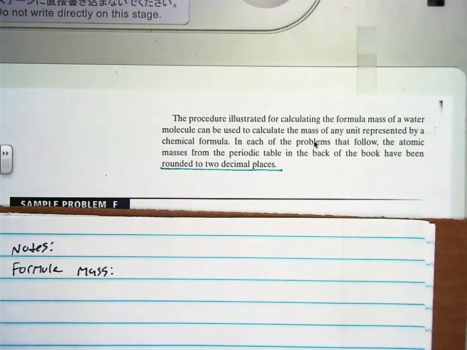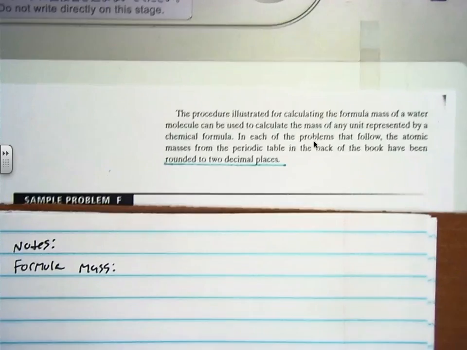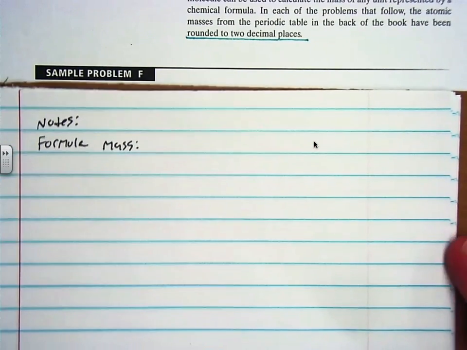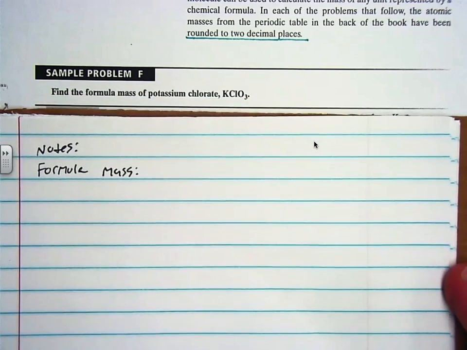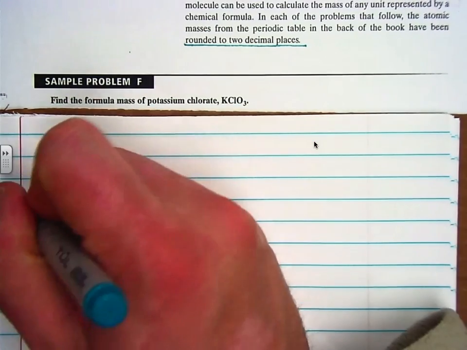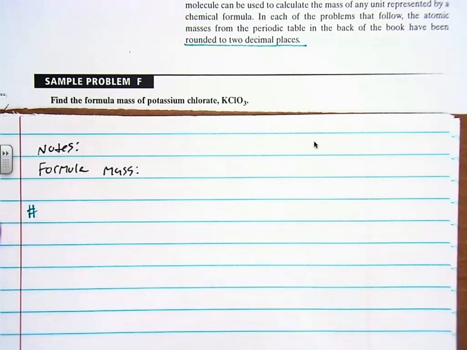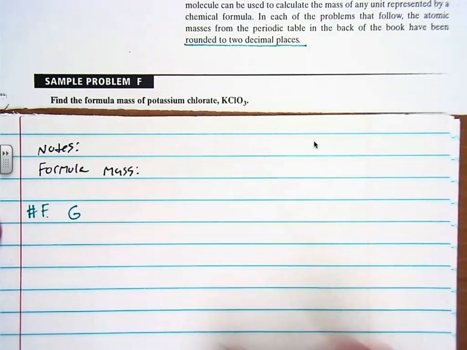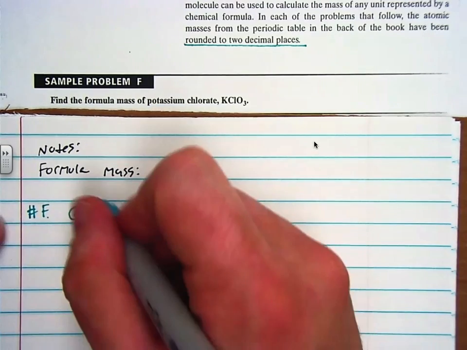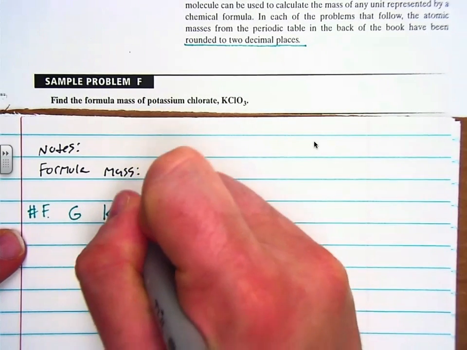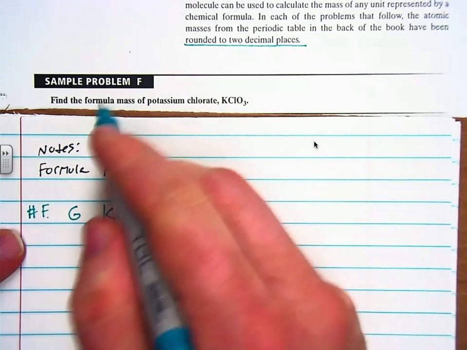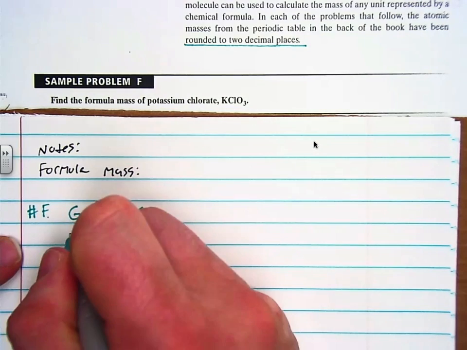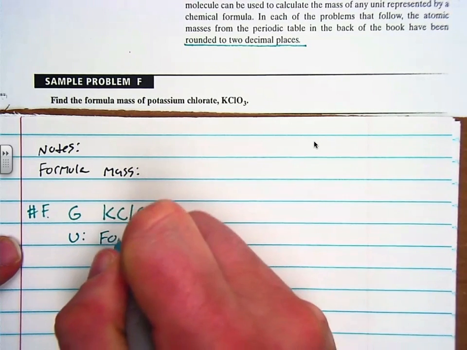All right, so we're getting into our first example problem. Make sure that you have your sample problem paper out and ready to go. I've got mine. And do it exactly as it is shown in the book. So we're going to say, I'm using a different pen for sample problems, number F. And what is the given? The given here is the formula KClO3. Find the formula mass for potassium chlorate, KClO3. And the unknown is formula mass.